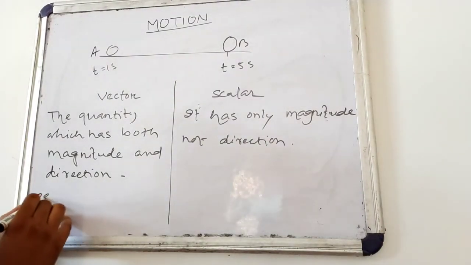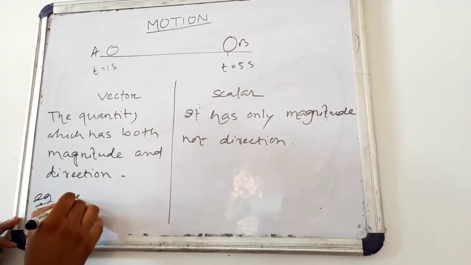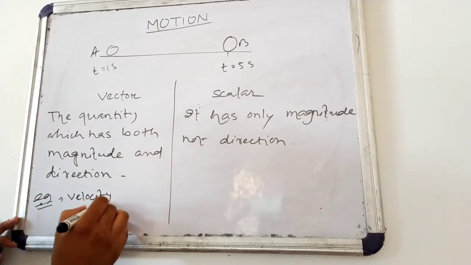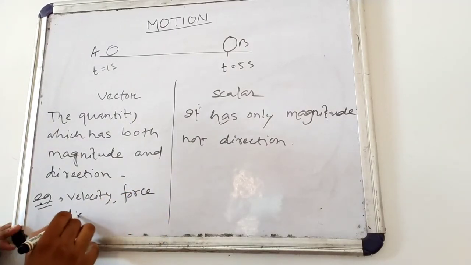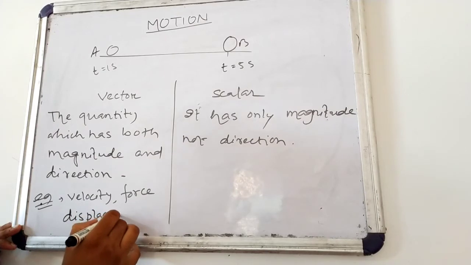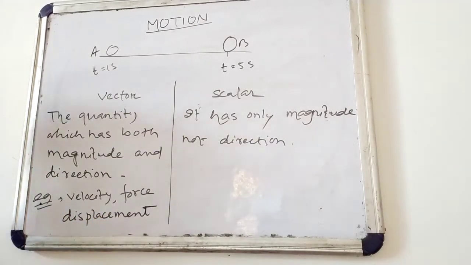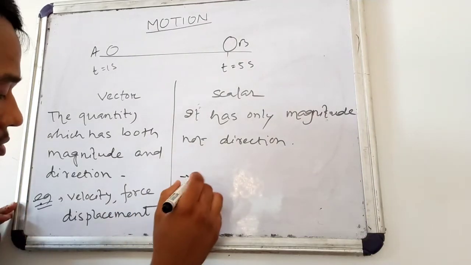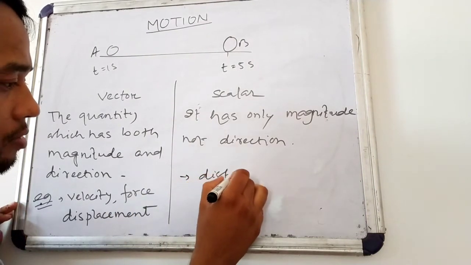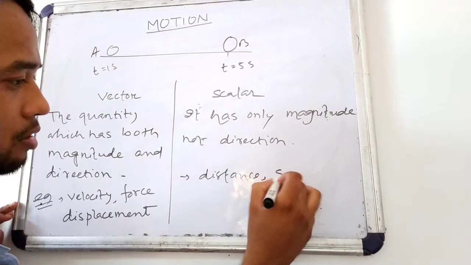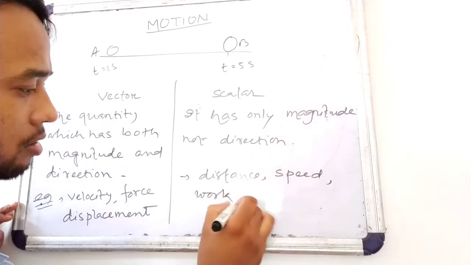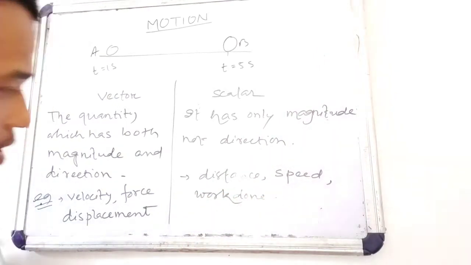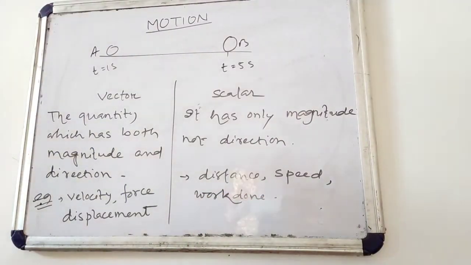So for example, velocity, force, displacement. These are some examples of vector quantity, and scalar quantities are distance, speed, work done. Okay, these are examples of scalar quantity.